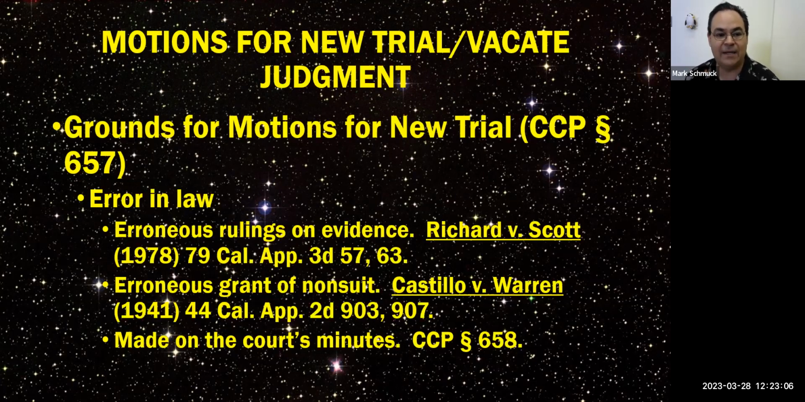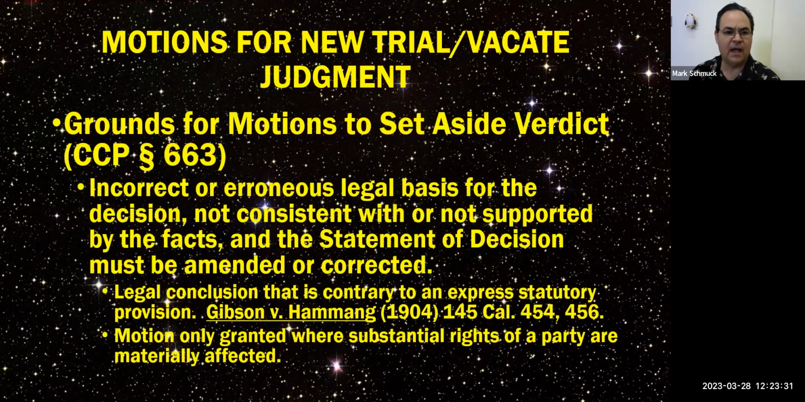An erroneous grant of nonsuit. We talked about what nonsuit is just a few minutes ago. That the court granted nonsuit improperly and should have allowed the case to go fully through the trial process with all sides presenting their cases in chief. And as with the other grounds, it is made on the court's minutes and not with any extrinsic evidence.